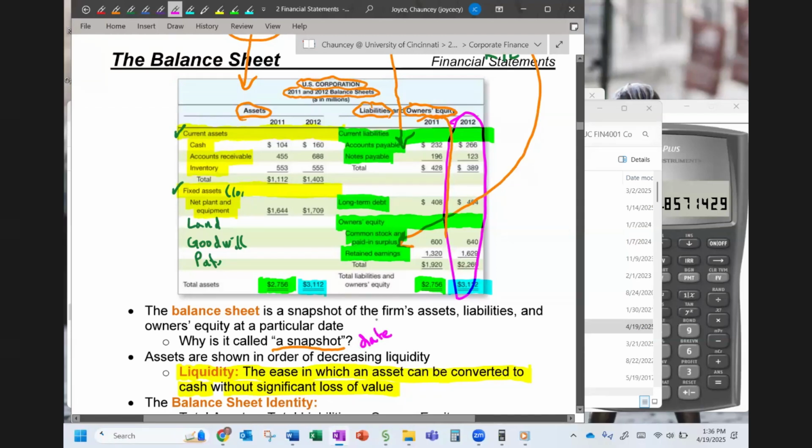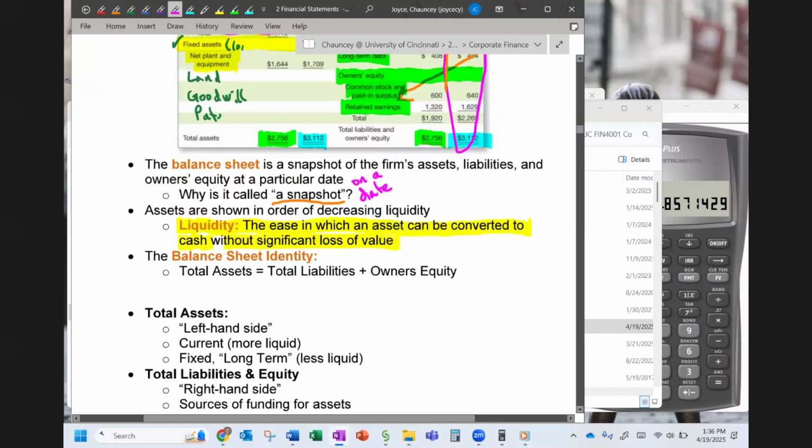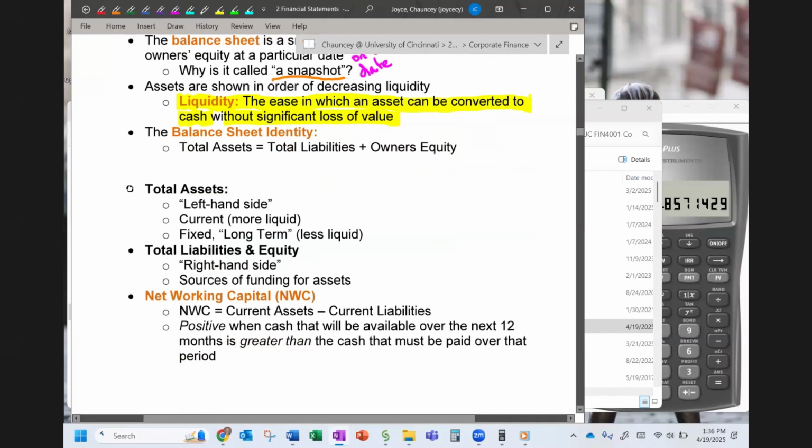Net working capital is an interesting measure. It's your current assets less your current liabilities. It's positive when cash that will be available over the next 12 months is greater than the cash that must be paid over the next 12 months. So that's an important one to try to keep positive.